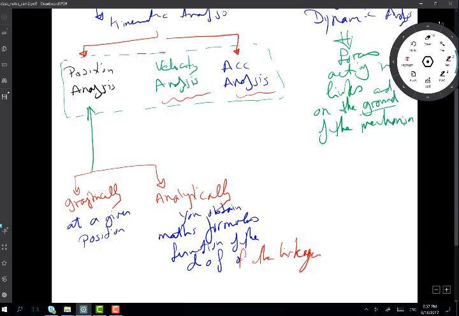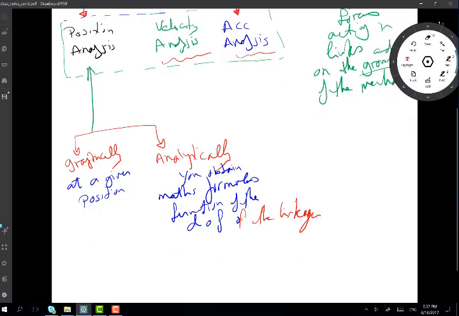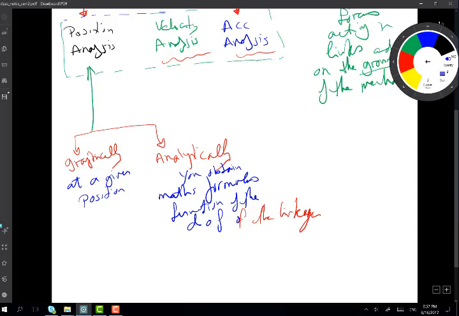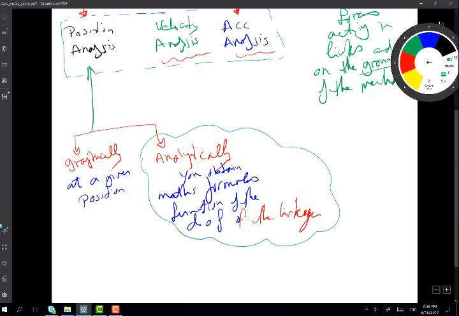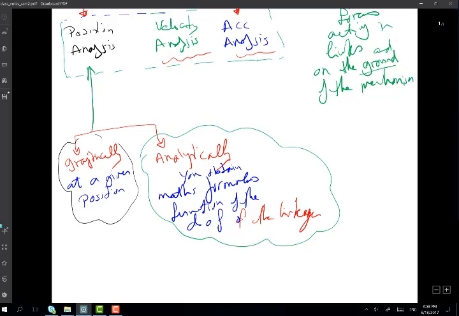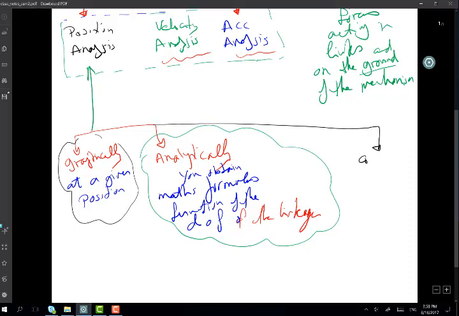We are going to do both, but most of what we are going to do would be more analytical. This is our focus. We'll just introduce a little bit of the graphical, but the focus will be the analytical. We'll try to obtain equations. There is also another method, which you can call computational.